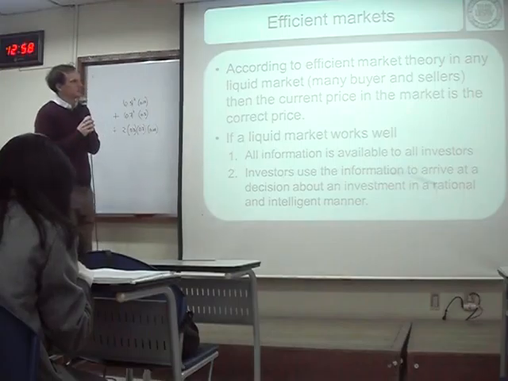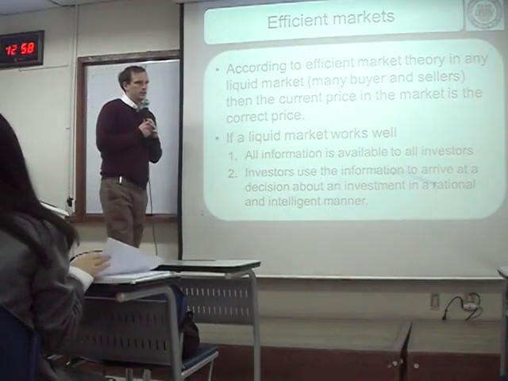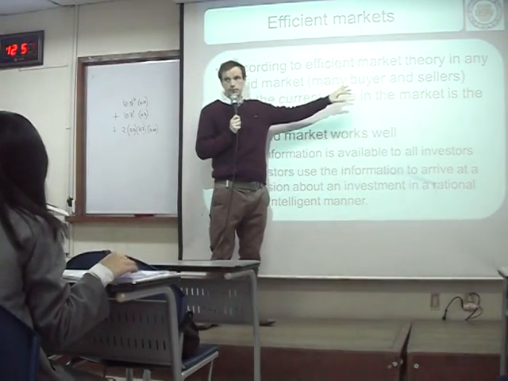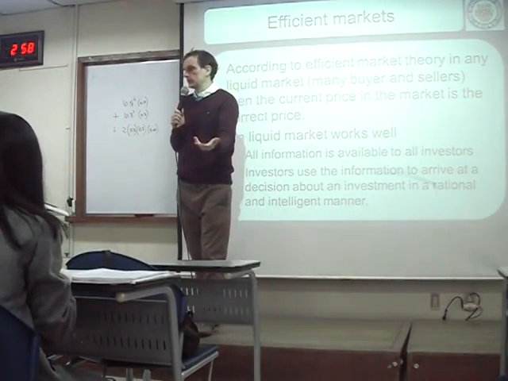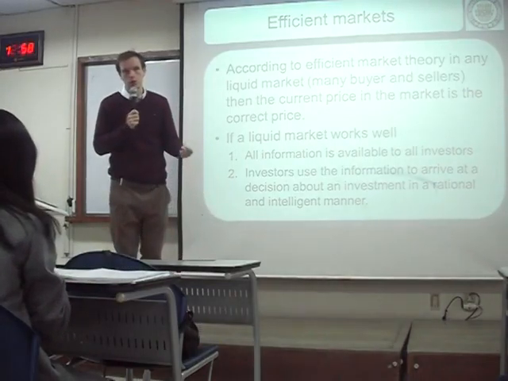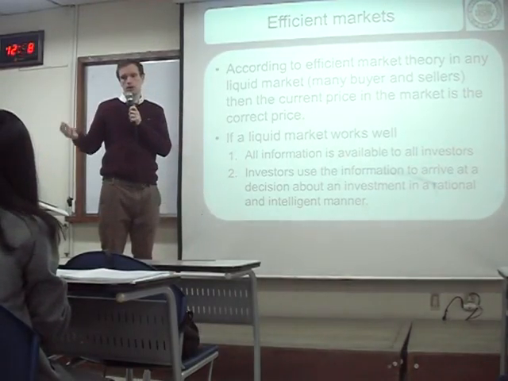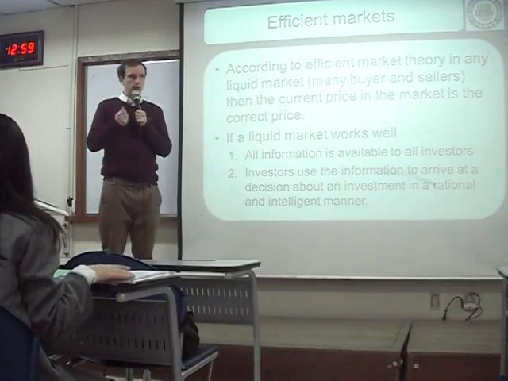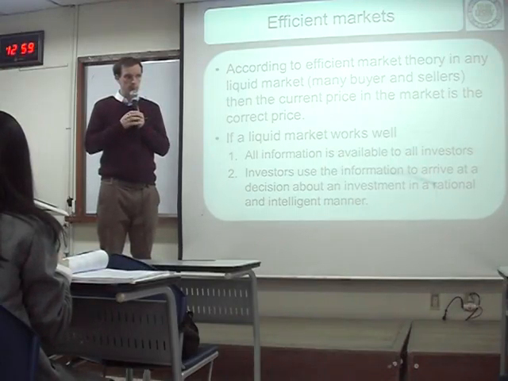So according to the efficient market theory, in any liquid market, a liquid market means we have many buyers and sellers. So the stock market is an example of a liquid market, or the currency market, right? Buying dollars, selling won, that's a liquid market. We can easily buy and sell. The price is changing all the time.